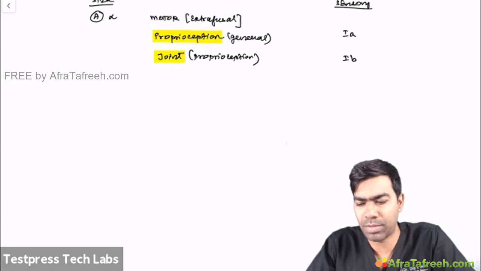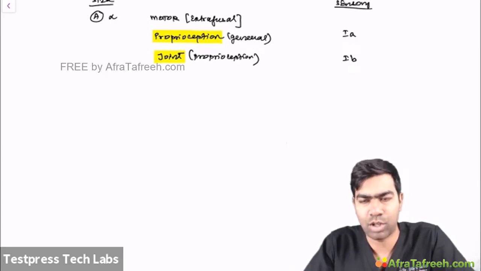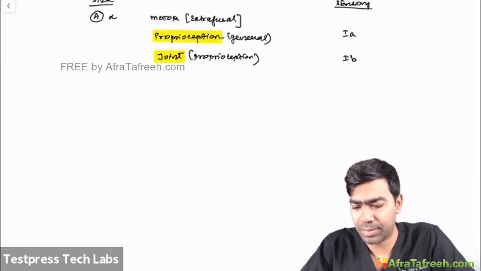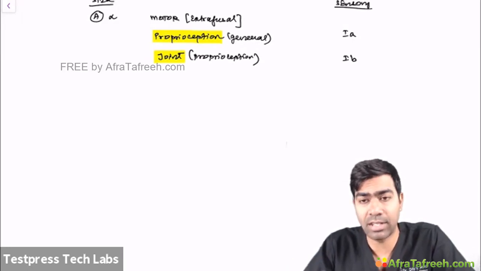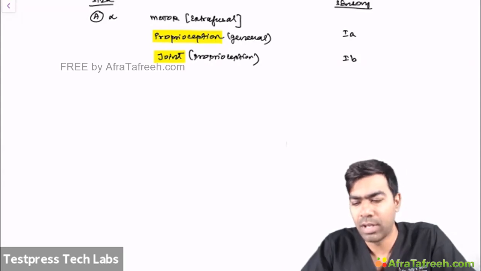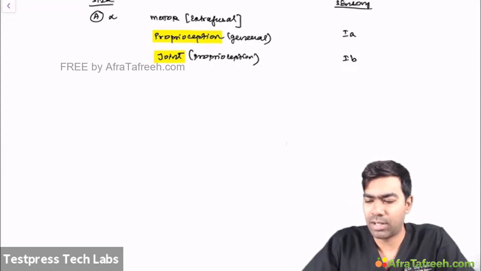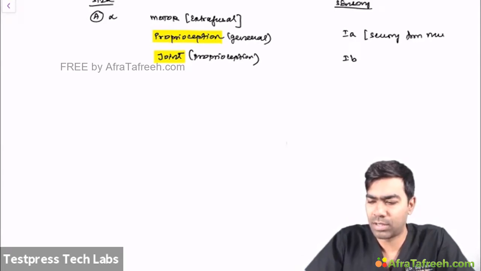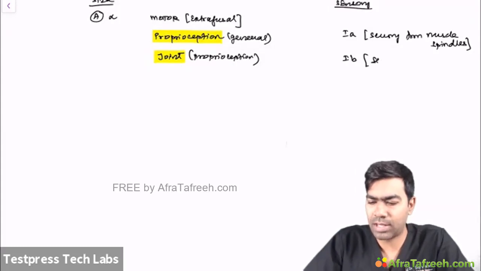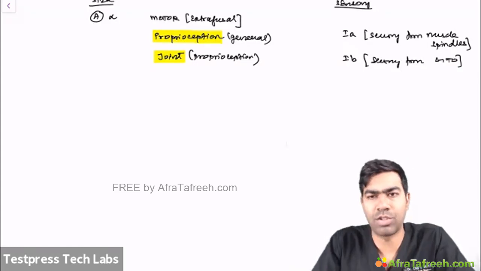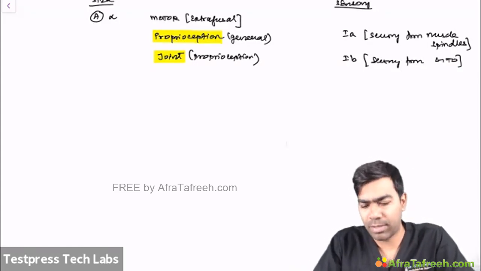So the general proprioception from the muscle will be 1A fibers according to the sensory classification, and the sensory innervation of the joints, that is joint proprioception, will be carried by 1B fibers. In general, 1A are sensory from muscle spindles, because they are coming from the muscle proprioception, and 1B are sensory from the Golgi tendon organs, GTO. They're coming from the joints. And once I draw the diagram, it will become a little easier.